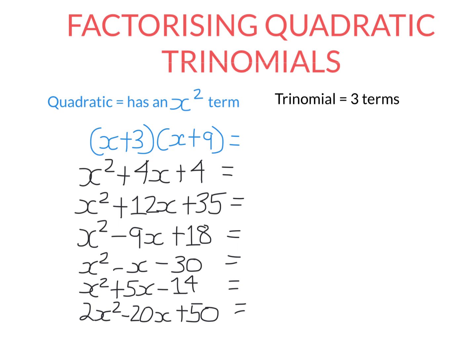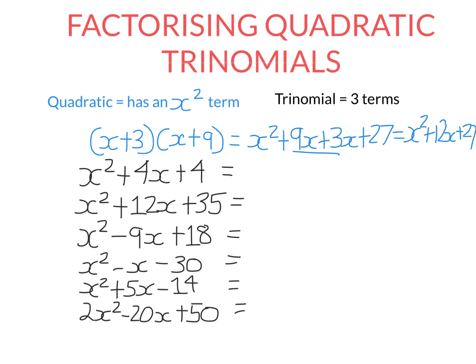So it turns out to do this, we're going to basically undo what we did when we expanded. We're going to undo FOIL. So let's look here and have a quick review of what we did in FOIL. So when we were using FOIL to expand these brackets, we did firsts, so x times x is x squared. Outsides, x times 9. Insides is x times 3. And then last is 3 times 9. And then, of course, remember, if we have like terms, we have to collect them. 9x plus 3x is 12x. So we're left with x squared plus 12x plus 27.